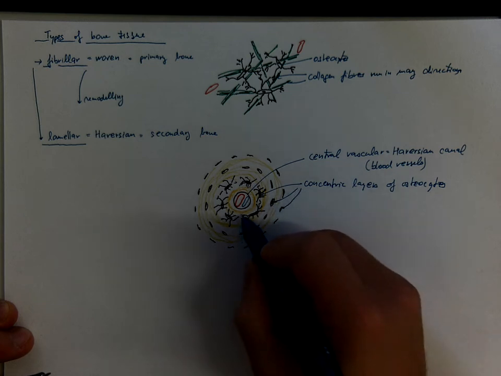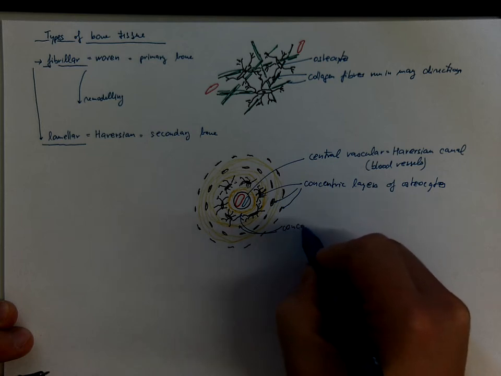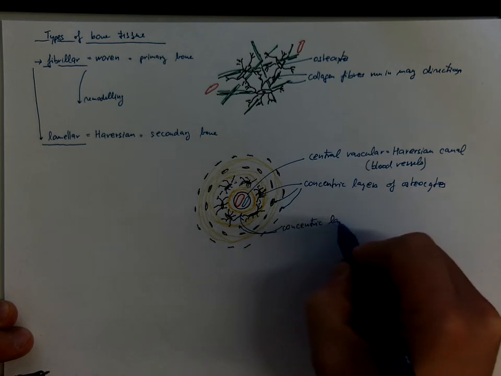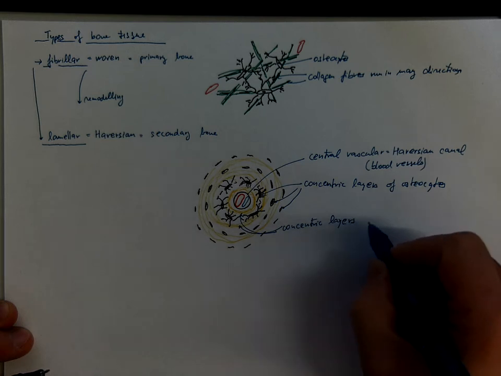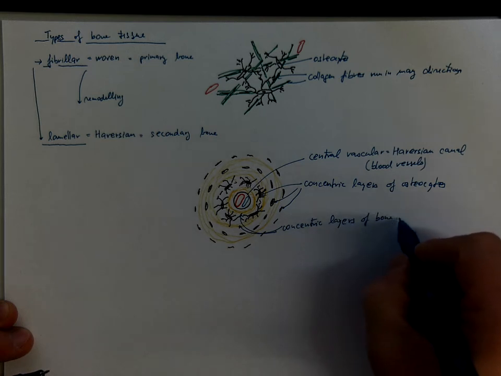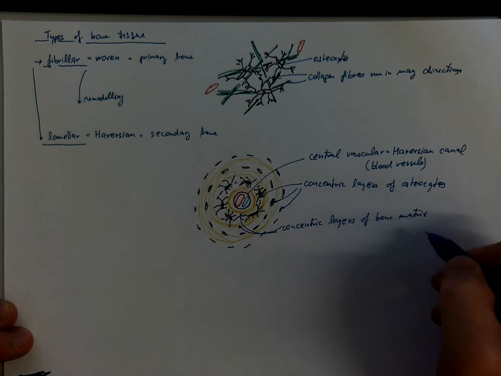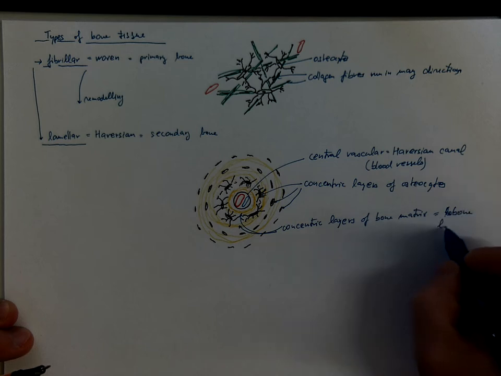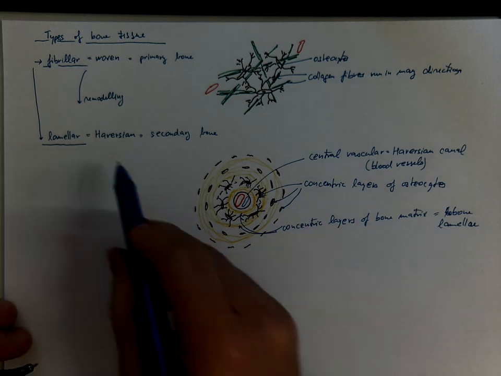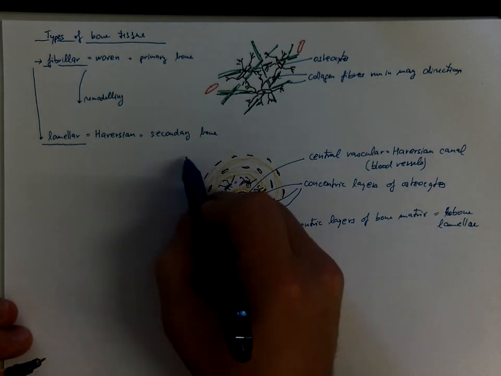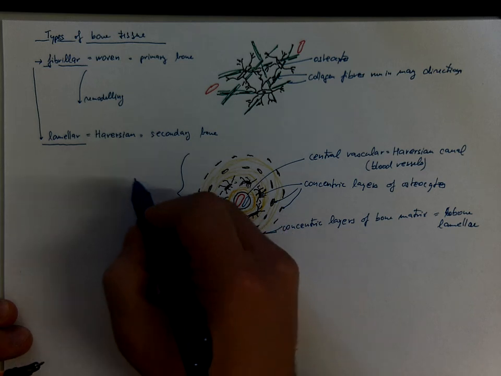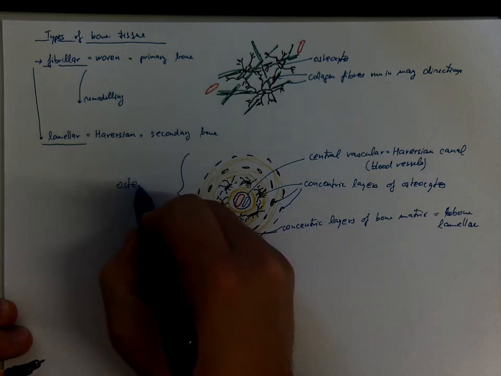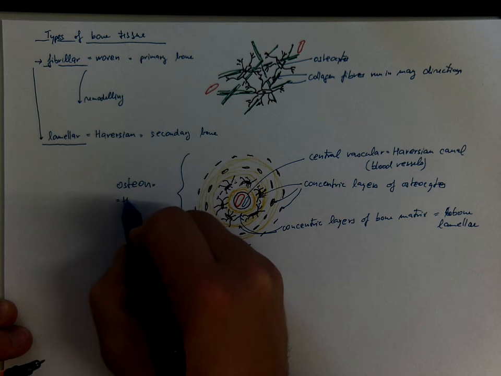Another layer, and we have the concentric layers of bone matrix, also known as the bone lamellae. And I gave the name to the whole type of bone. These systems are called osteons, so this is an example of an osteon or Haversian system.